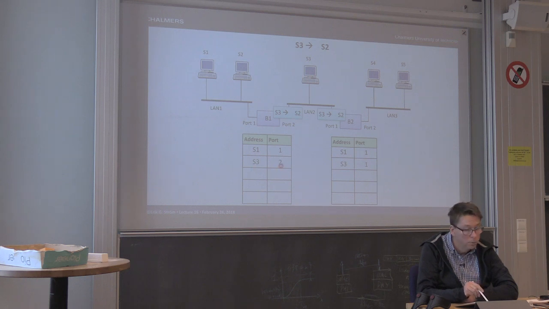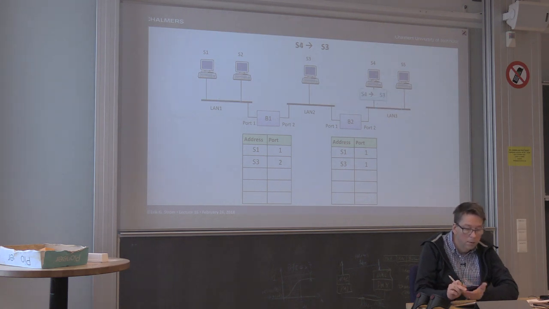Bridge 1, same procedure. It knows now that S3 is on its port 1. Okay, and then this frame is forwarded out on the output ports. This frame here will die because nobody will pick it up, but the frame here will be picked up by S2. Okay, so we can still connect.